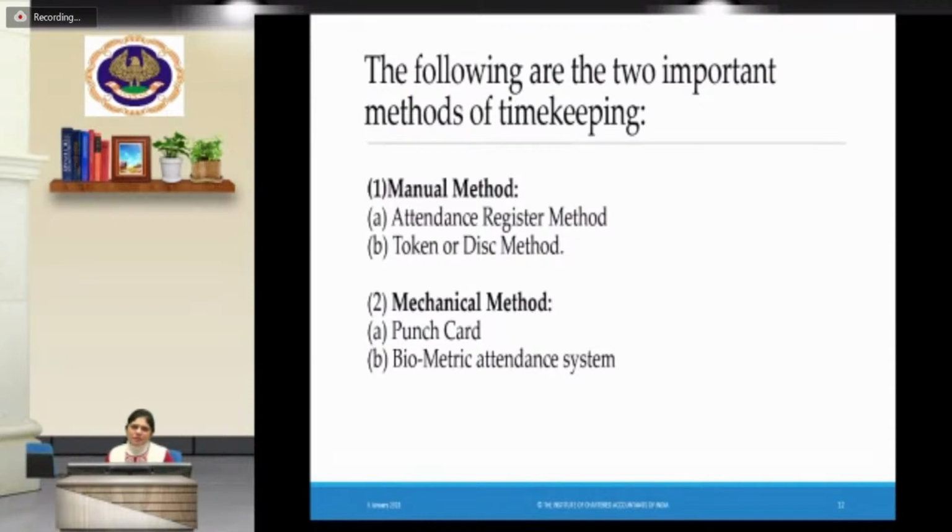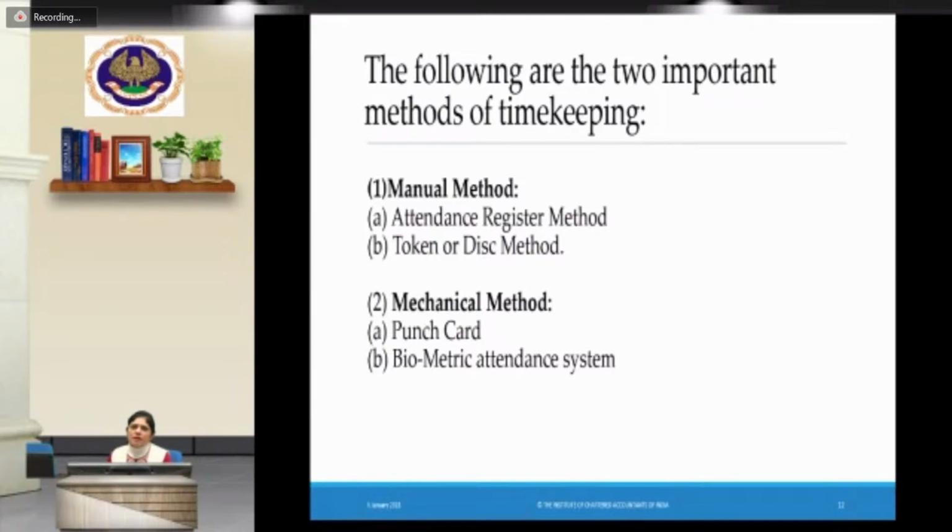Token or disk method. So every employee or worker carries a token. And when he enters the organization or the factory, he will hand over his token, which has his unique number. He will hand over the token to the basically timekeeper, and the timekeeper will record his time of entering the factory gate against his token number. So his identity is the token number, and when he leaves the organization, he takes that token. So again, there's a scope of manipulation, and the timekeeper can manipulate his entry time and exit time.